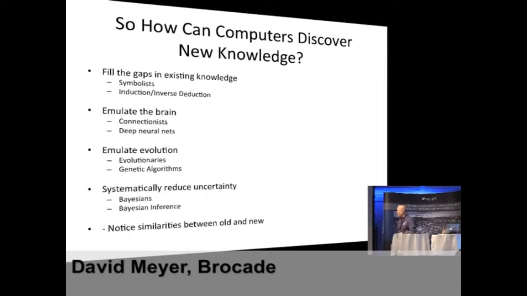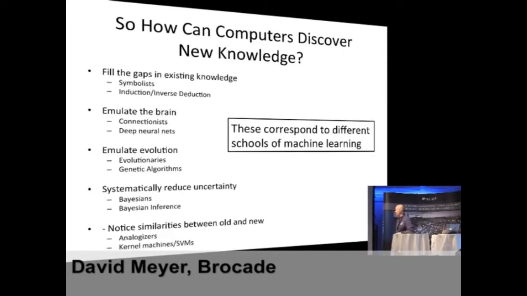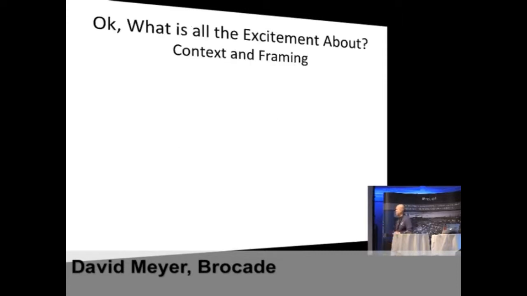And then you could try to notice the similarities between what you know and what you saw, and that's like reasoning by analogy, and this is called kernel machines or support vector machines, or the technology that does that. All of these things are kind of like different schools of machine learning. Okay, so that's just a little bit of what is going on there.